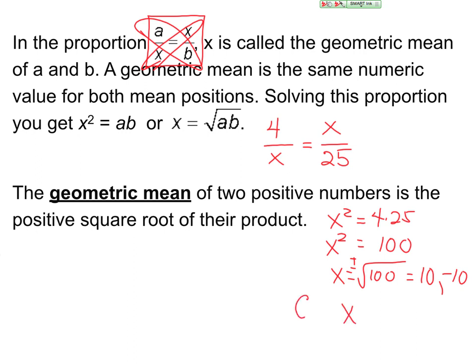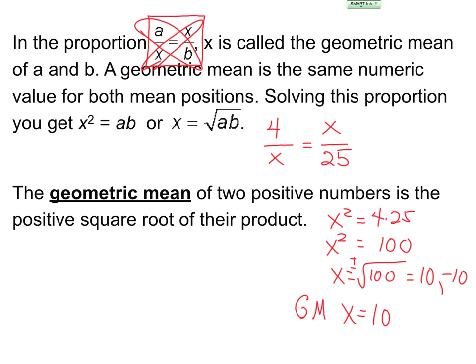So the geometric mean is just 10. So it said you could do the positive square root of their product. So it's saying if you just multiplied 4 and 25 and did the positive square root, that's going to give you the geometric mean. Same thing I got by showing you all the details in the cross multiplying.